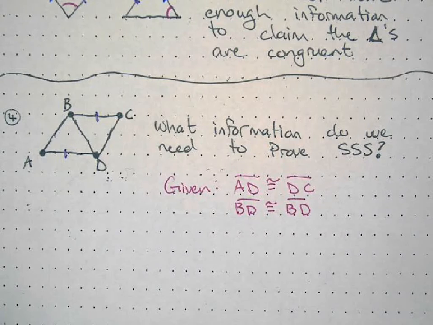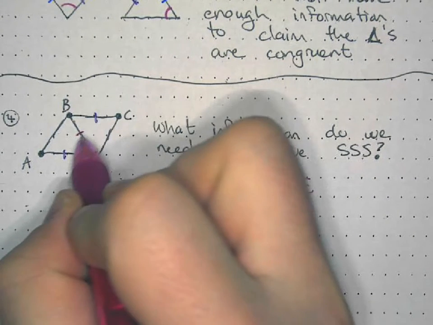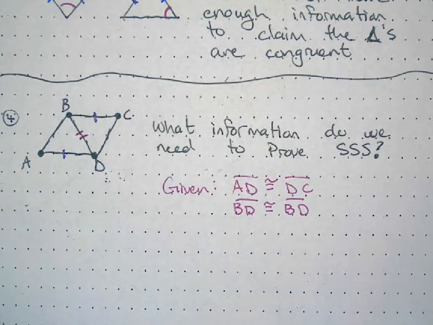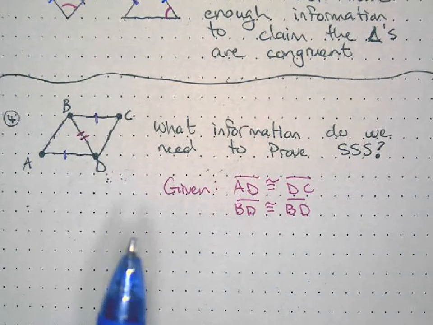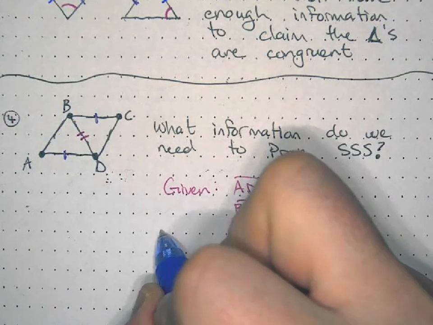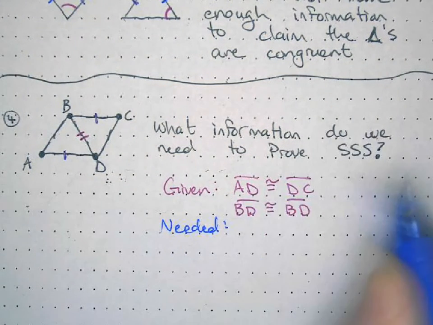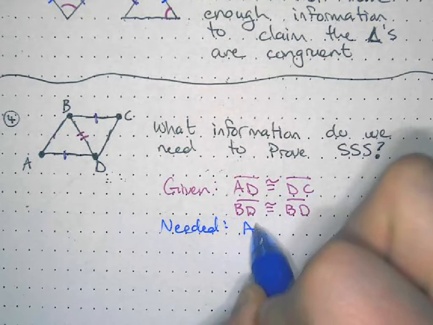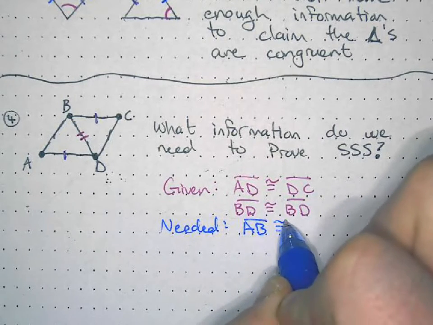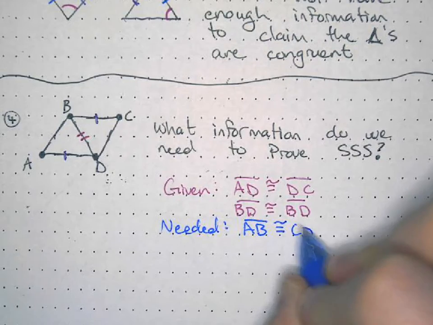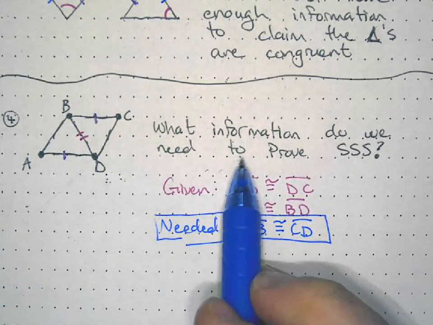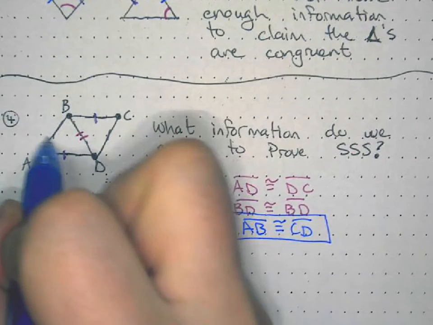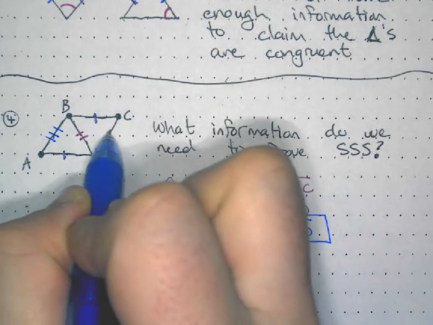So what we actually need is that these sides are congruent, and then we'd have all the information. So we need AB to be congruent to CD. And that's kind of like how I'm answering this question. The question asks, what information do we need? Well, we need AB to be congruent to CD to make this statement.